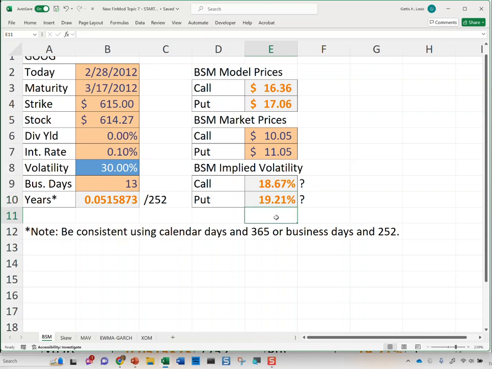And the idea behind this is, well, if I truly believed in my estimate of 30% volatility, this call is selling for $10. I think it should be worth $16. So you might think maybe I should buy the call because it's undervalued. Since the call is selling for $10 and I think it's $16, I think I should buy it. If the put is selling for $11, I value it at $17. I think I should buy it because both the call and put seem to be undervalued.